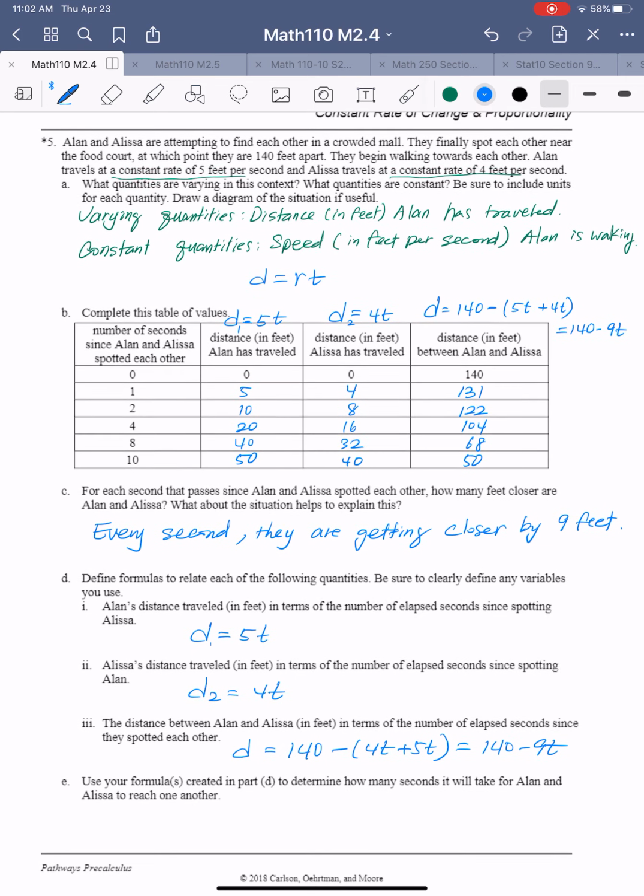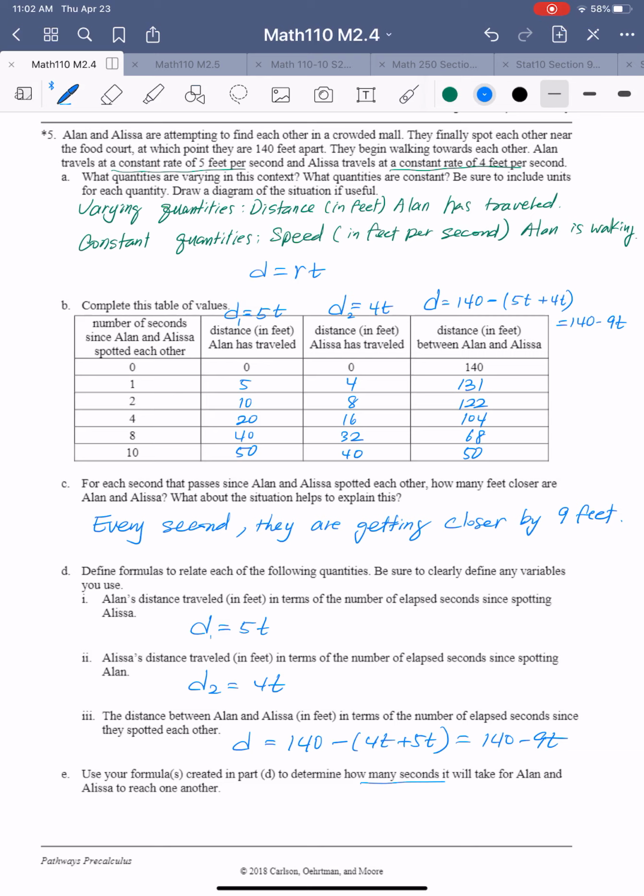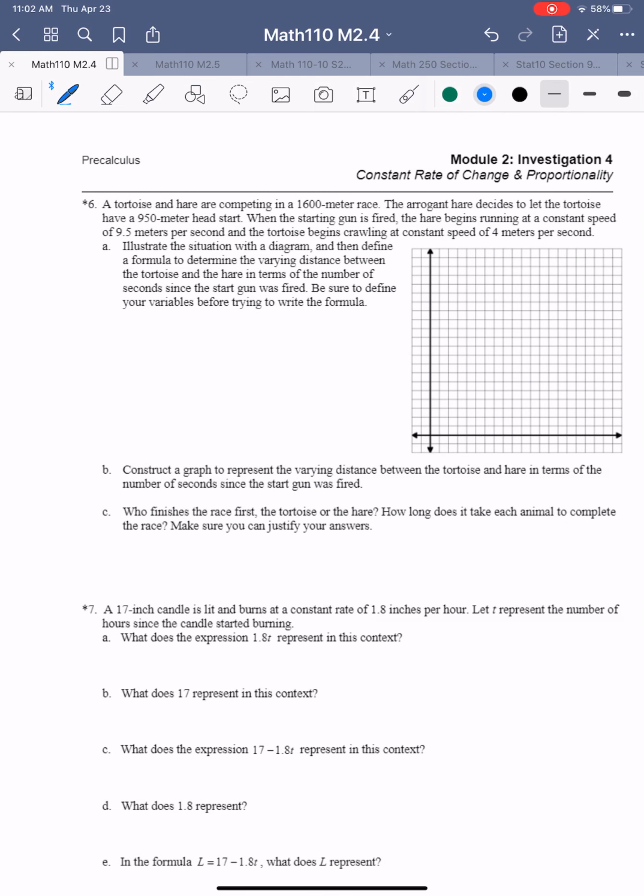And then E, now they're asking how many seconds it takes for them to actually meet each other. So when they meet each other, it means the distance between them is 0. So 140 minus 9t equals 0, and so for t, you get 140 over 9 seconds, but it's about 15.56 seconds. Okay. All right. And then number 6.